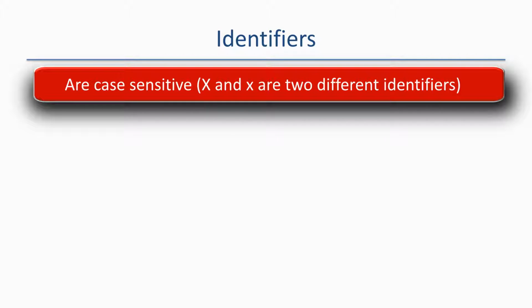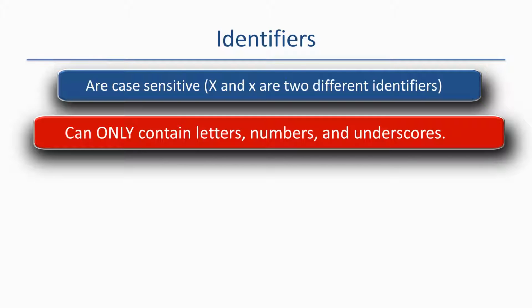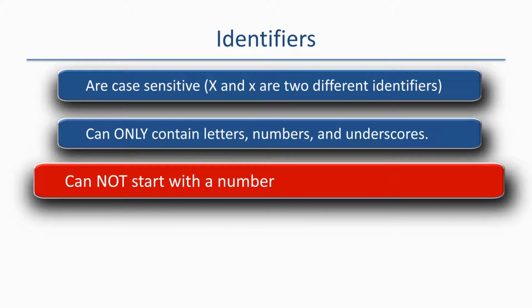The first thing that you have to remember is that identifiers are case sensitive. So if you name an identifier capital X, it is not the same if you name it as lowercase x. Rule number 2 is that identifiers can only contain letters, numbers, and underscores. Nothing else. For example, inside an identifier name, you cannot use a question mark or a plus sign or a multiplication sign, and so on. Next, identifiers cannot start with a number. So you can call an identifier x1, however, you cannot call it 1x.